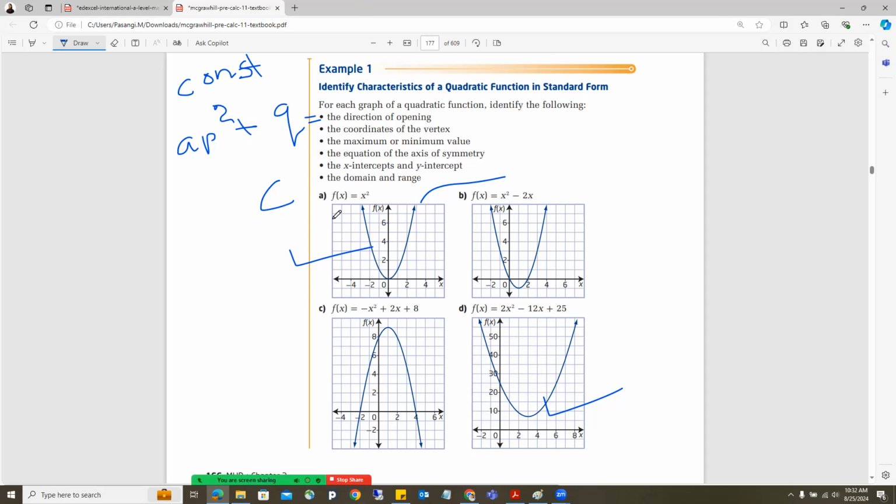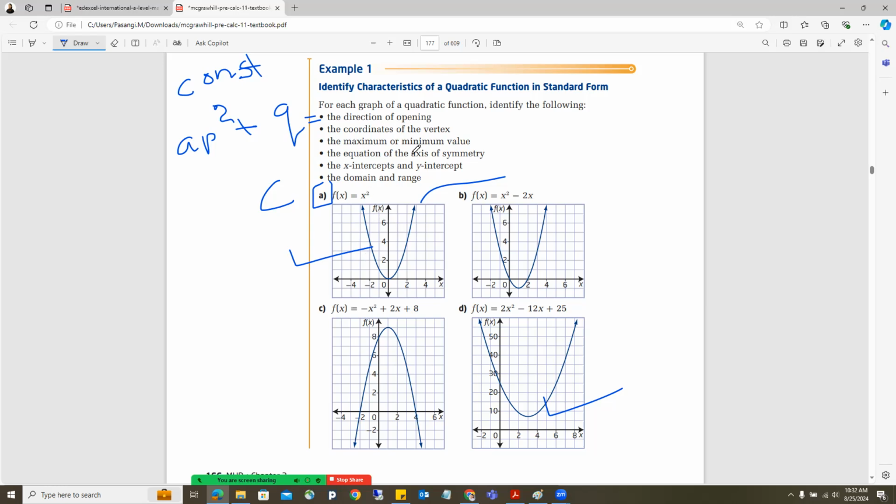For the A, direction of opening, upward. The coordinates of the vertex, 0, 0. Yes, the origin. Maximum or the minimum value? 0, 0. Minimum. Minimum value.